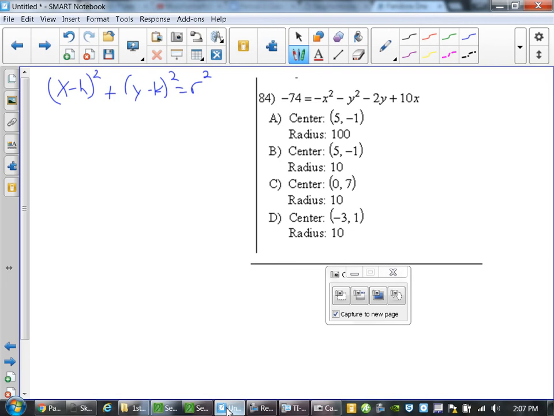Well, when I complete the square, I want my first terms to be positive. So what I'm going to do is add all of this to that side, and then add 74 to that side. Basically, I'm multiplying the entire equation by -1.